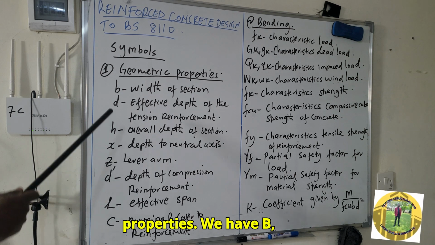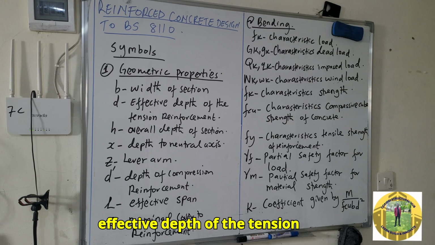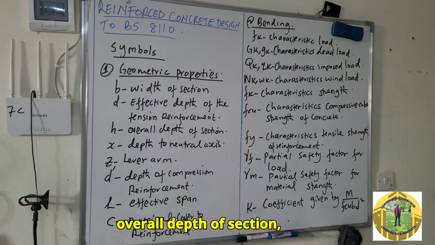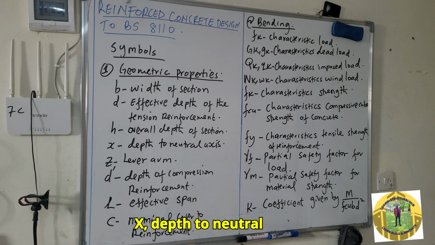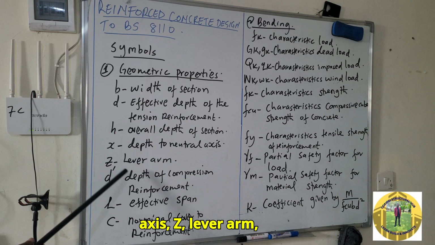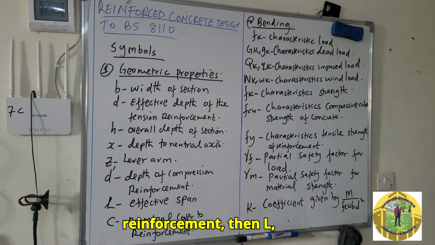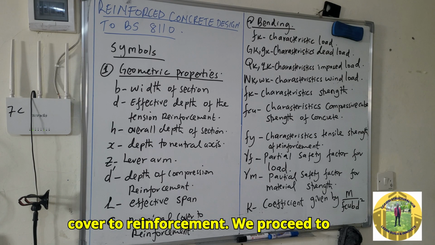We have b, the width of section. d is the effective depth of the tension reinforcement. h, overall depth of section. x, depth to neutral axis. z, lever arm. d prime, depth of compression reinforcement. And then l, effective span. c, nominal cover to reinforcement.